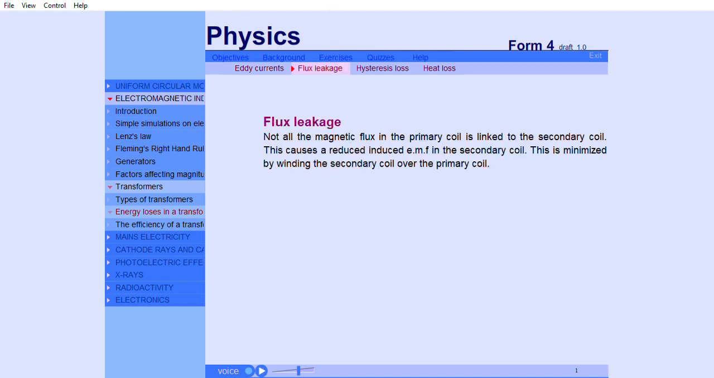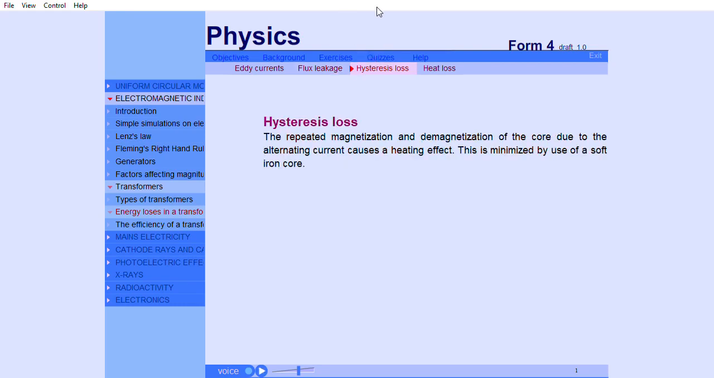Flux leakage. Not all the magnetic flux in the primary coil is linked to the secondary coil. This causes a reduced induced EMF in the secondary coil. This is minimized by winding the secondary coil over the primary coil. Hysteresis loss. The repeated magnetization and demagnetization of the core due to the alternating current causes a heating effect. This is minimized by use of a soft iron core.